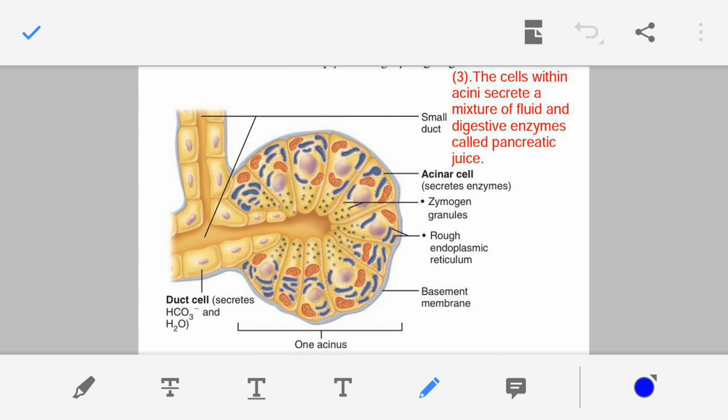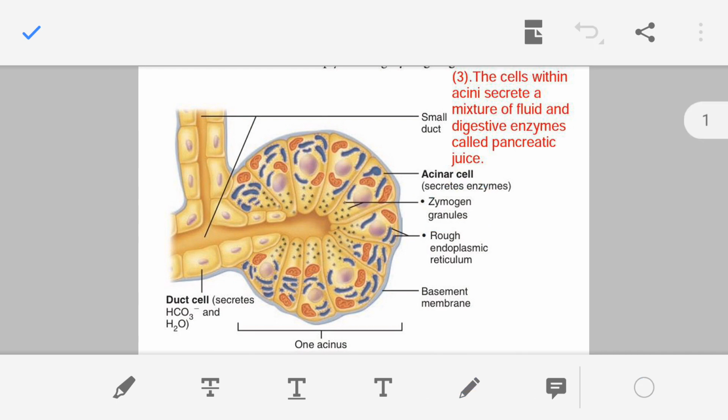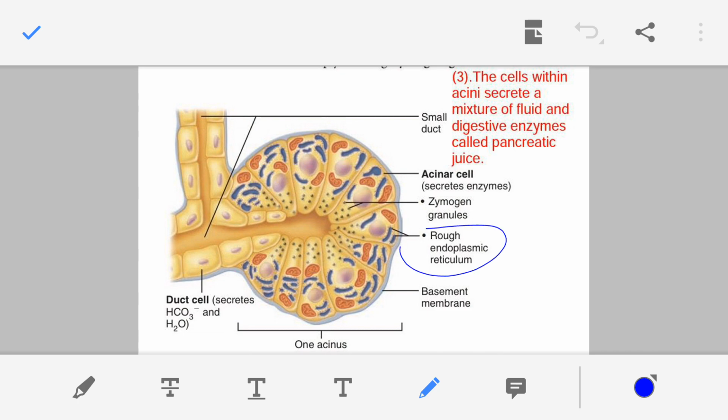Then in the acinar cell, the zymogen granules are also present. So these blue color dots are the zymogen granules. Then in the cell, rough endoplasmic reticulum is also present. And the acinar cell outside is bounded by a basement membrane. So towards the periphery, the basement membrane is also present.